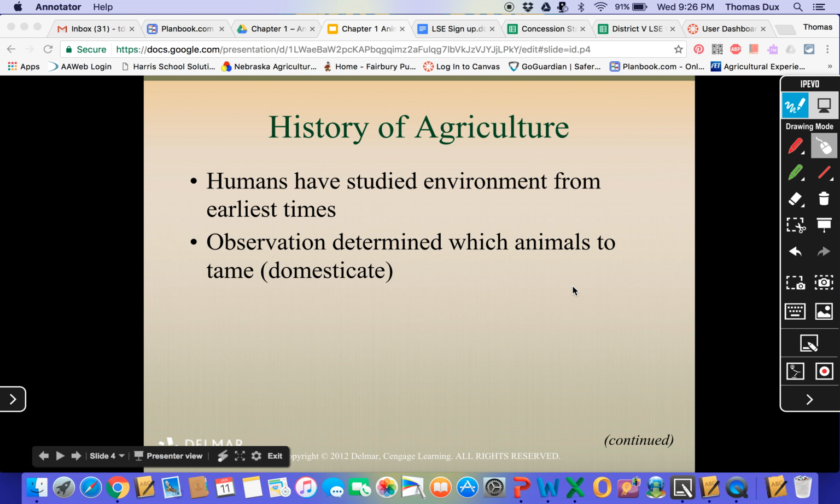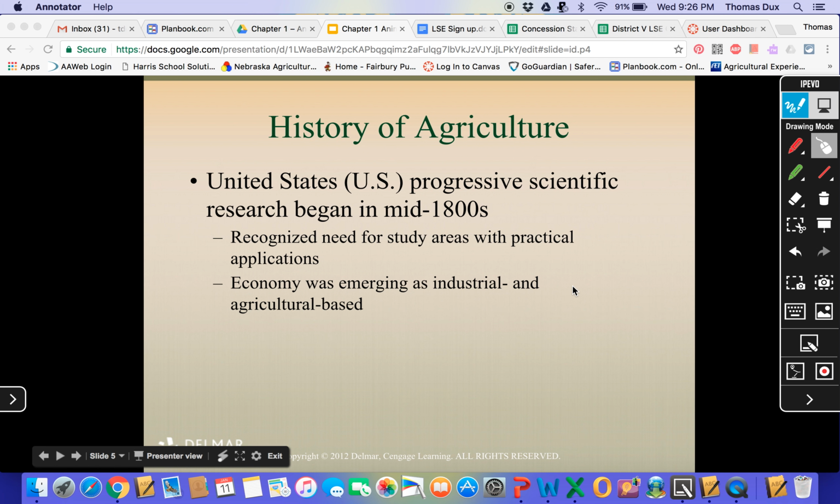So now, throughout time, here we go. America's founded. The Revolutionary War is over with, and now America is figuring out how we are going to become a nation. So America was really emerging. The United States was emerging as an industrial and agricultural-based economy. Very agriculture-based. A huge percentage of people were farmers.